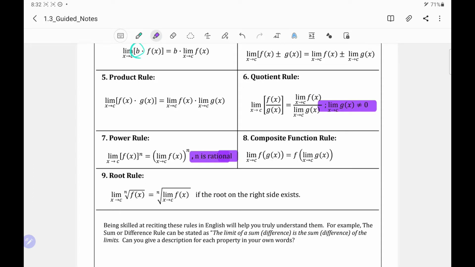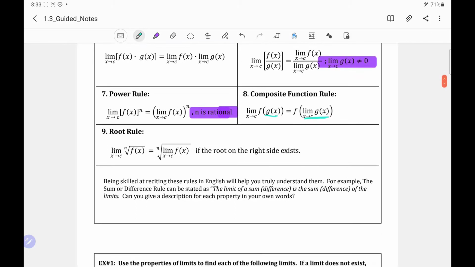And then on number 8, the composite function rule. The limit as x goes to c of f of g of x is the same as f of the limit as x goes to c of g of x. So looking at this one, you can take the limit of the inside function. Notice that g of x is inside. Let me underline it here. And so we can take the limit of the inside function and then evaluate the outside function at the value of the limit. Don't worry, we're going to get some examples to practice this. The root rule. We've got the limit of an nth root of f of x.